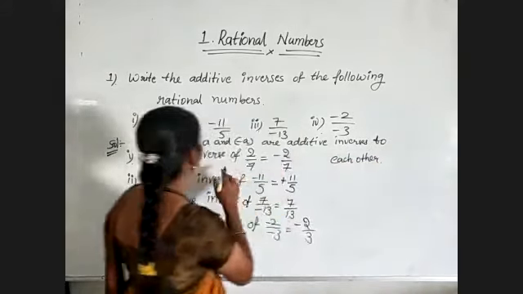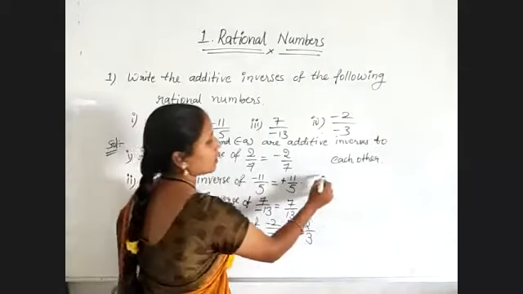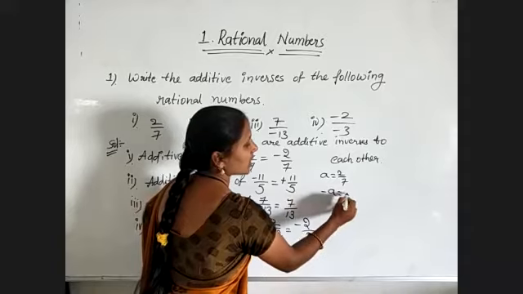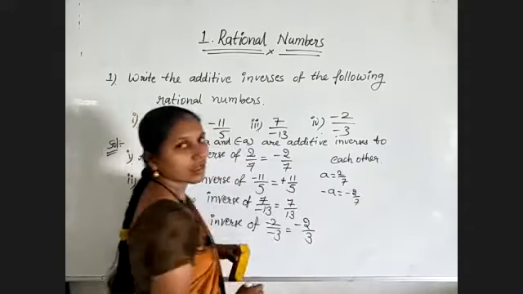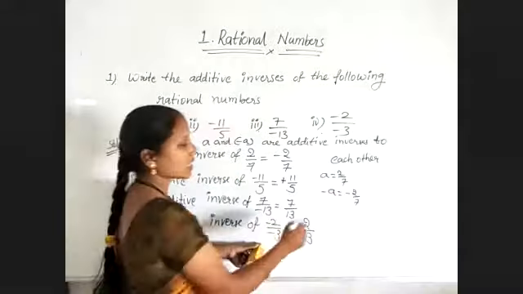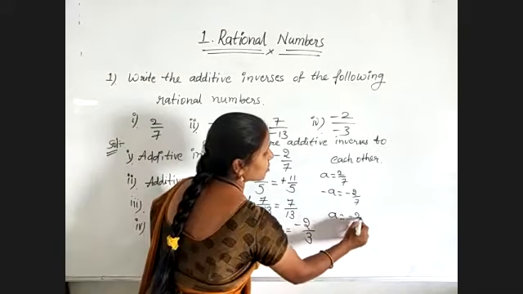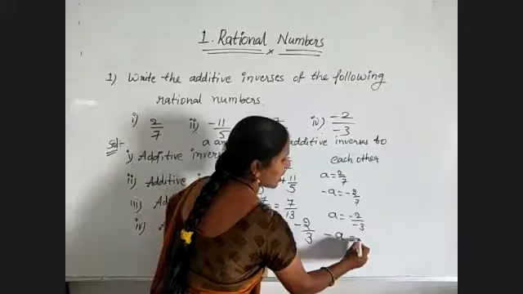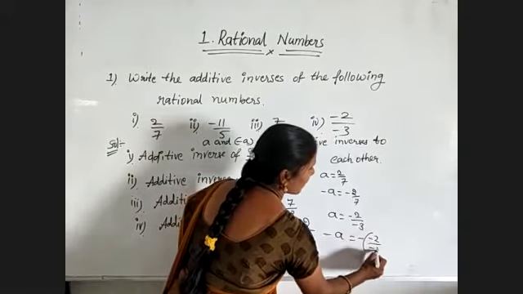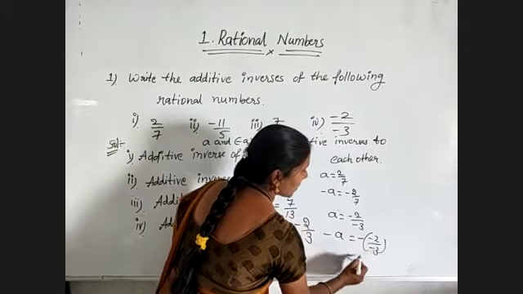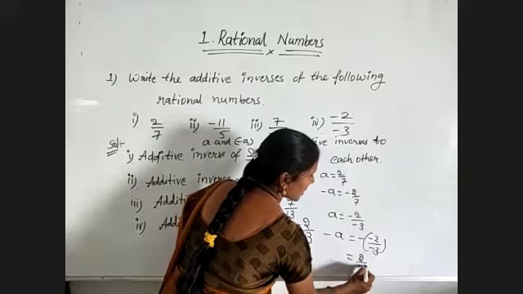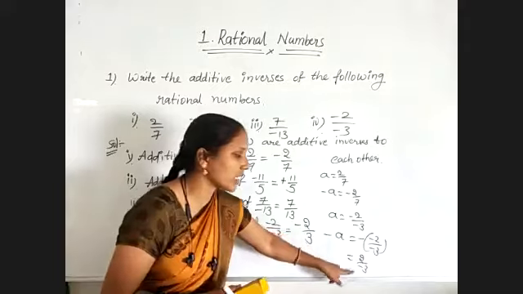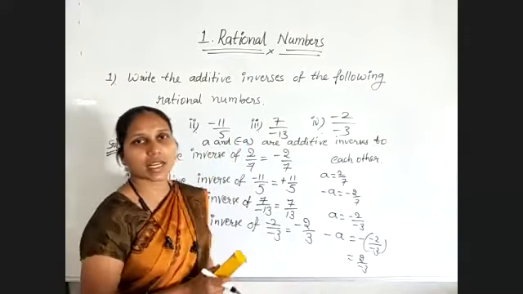Suppose a value is 2 by 7. A is equal to 2 by 7. Its additive inverse is minus a, that is equal to minus 2 by 7. So let's take the example minus 2 by minus 3. A equal to minus 2 by minus 3. Now what is its additive inverse? Minus a, that is minus of minus 2 by minus 3. So minus into minus will become plus 2 by minus 3. So overall it is a negative value. So wherever you are getting negative symbol in the numerator or denominator, the complete number is a negative number.